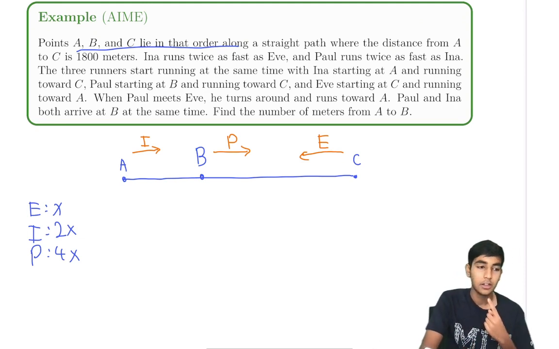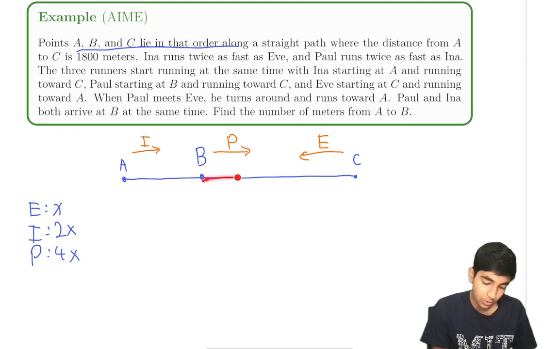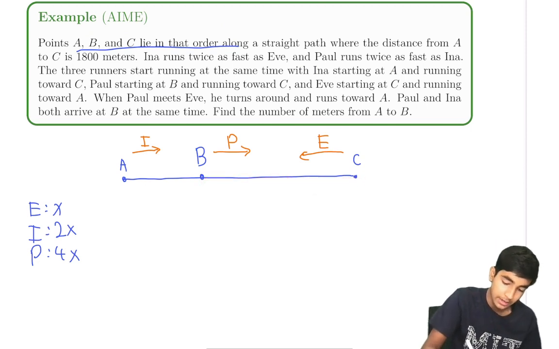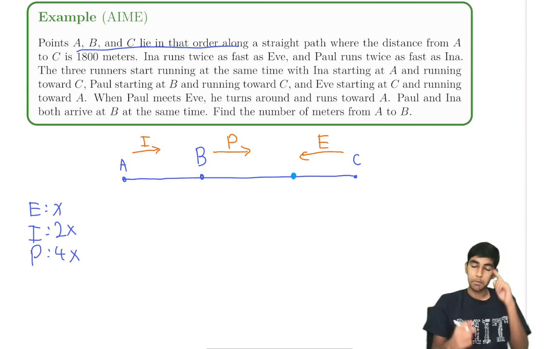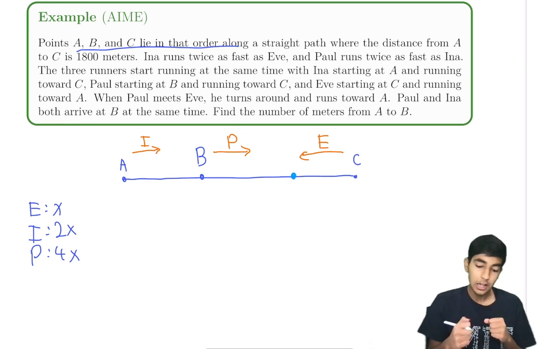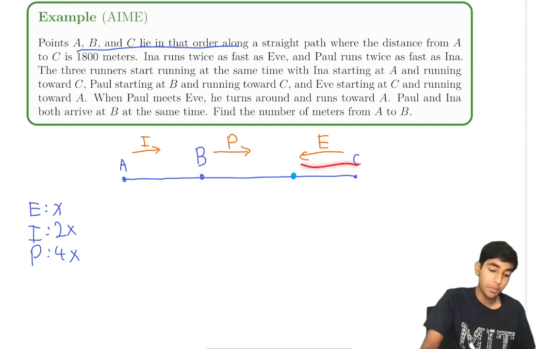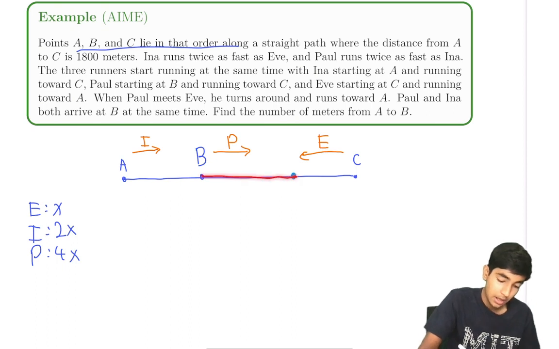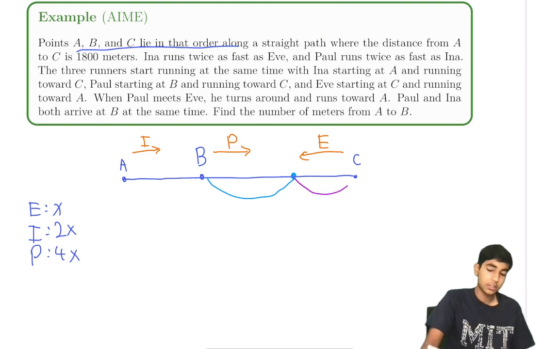Interesting. So, Paul is running this way from B to C. Eve is running this way. Eventually, they're going to meet up at some point in the middle, right? But the question is, where will they meet up? Paul goes 4 times faster than Eve. So, if Eve is running 4 times slower than Paul, after some amount of time, they'll both converge at some point. Paul will have run this much distance, Eve will have run this much distance, right?